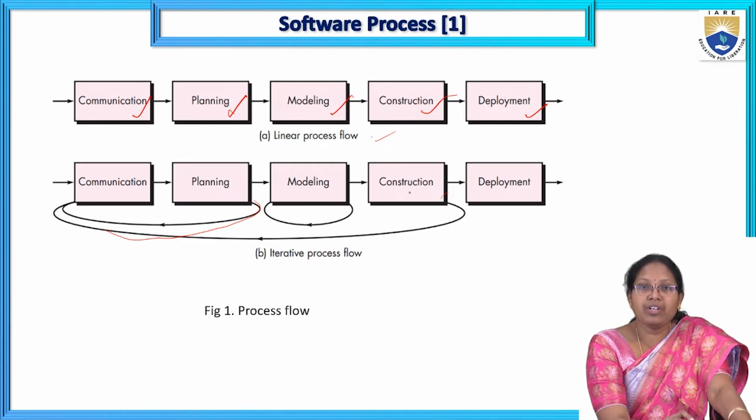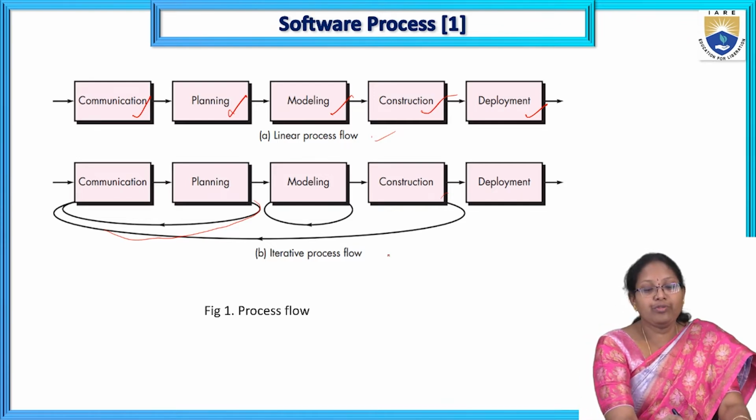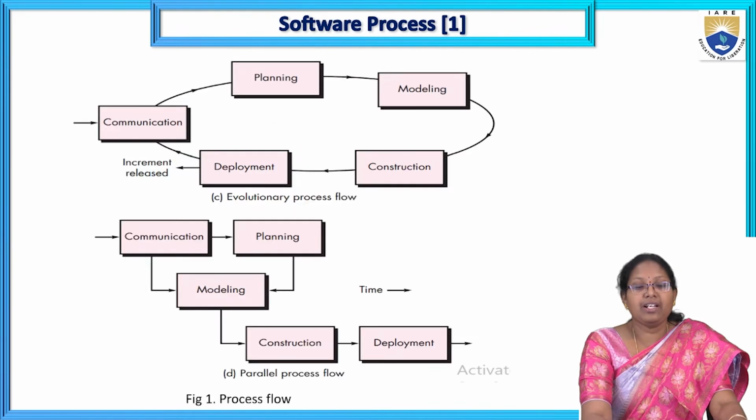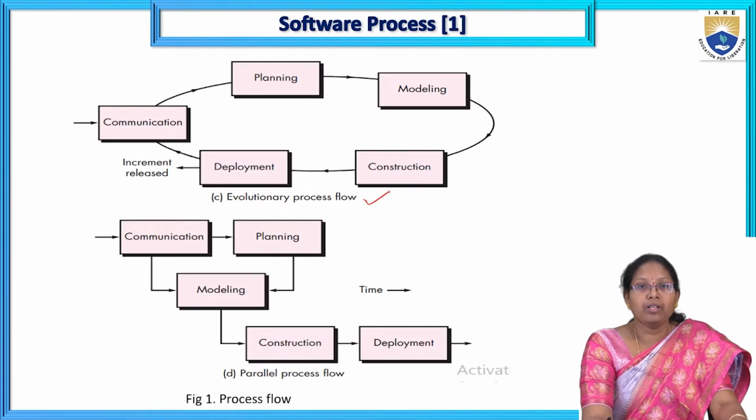That means whichever phase requires the previous phase, we go back again. This facility is there in the iterative process model. Once all these phases are completed, finally go for deployment. This is the iterative process. Then the next kind of process flow is the evolutionary process flow.